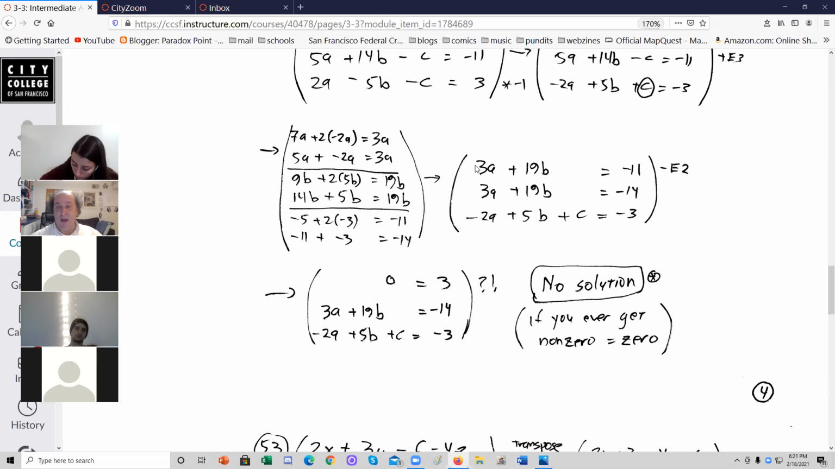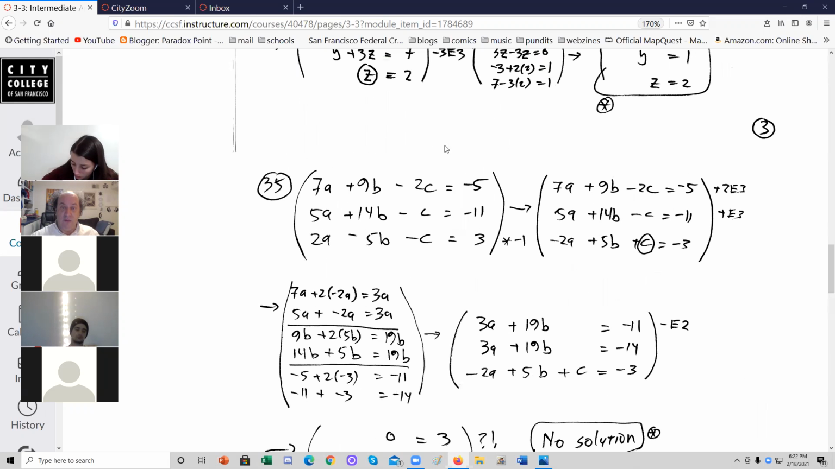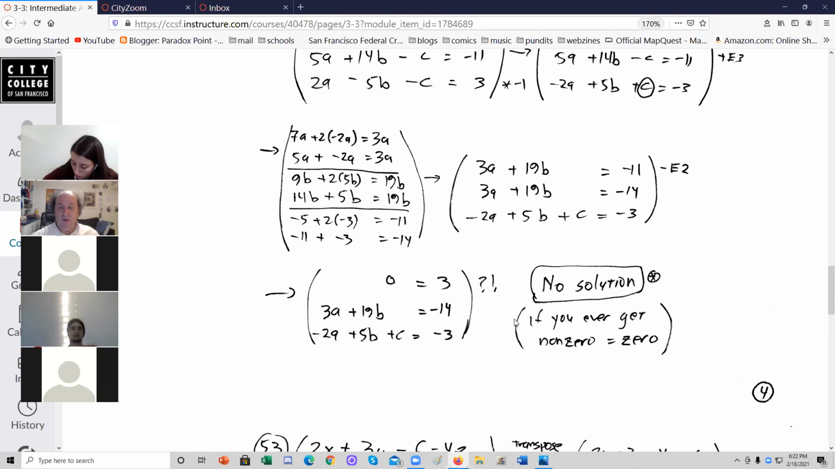We can see that if we take this equation and subtract equation 2 from it, then the 3a's cancel, the 19b's cancel, and negative 11 minus negative 14 is 3. And so you get the equation 0 equals 3, which is not true. Otherwise, I'd have $3 in my pocket right now. So since it's not true, the original system can't be true, and there is no solution to the original system. If we ever get non-zero equals 0, there's no solution.